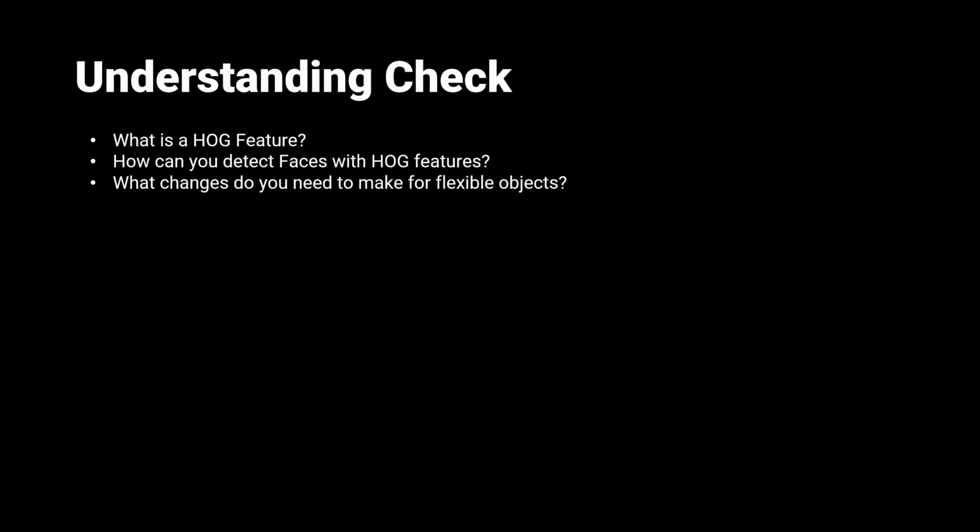Just to quickly recap, what is a HoG feature? How can you detect faces with HoG features? What are the algorithmic steps? And what changes do you need to make to these HoG features, or what additional properties do you need to impart, to make it work for flexible objects?